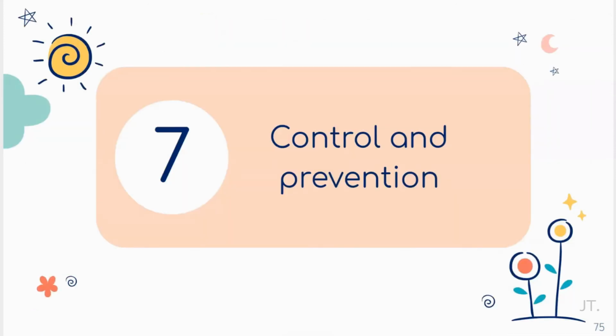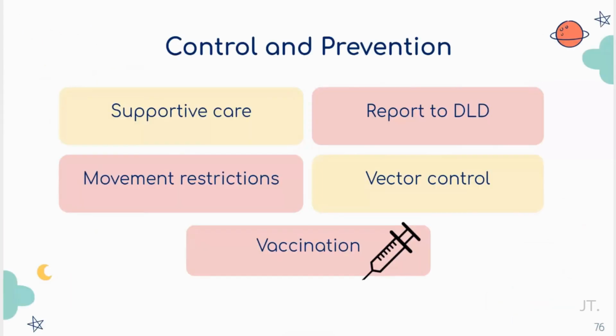And the last topic, control and prevention. The key points are that supportive treatment is really important for infected animals. Report to the Department of Livestock Development when you find animals with unknown cause of death and illness or suspected lumpy skin disease infection. Movement restriction, vector control, and vaccination are recommended if your farm is in an infected zone.